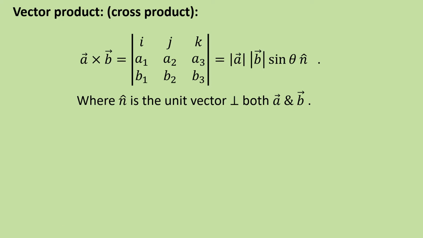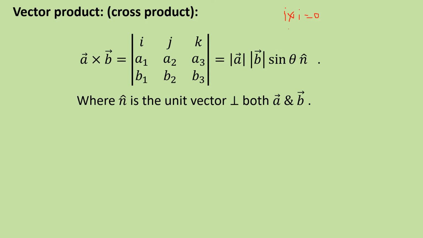Now, i cross i. So what is i cross i? i cross i is nothing but 0 because the angle between them is 0, so sine 0. Similarly, j cross j and k cross k are 0.